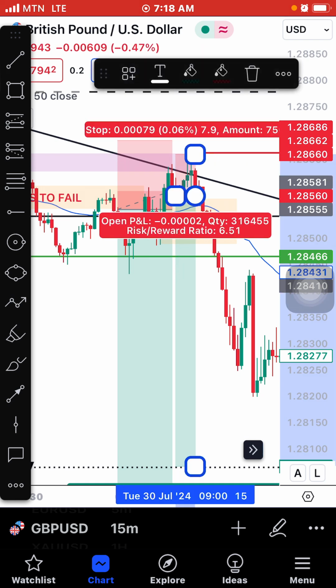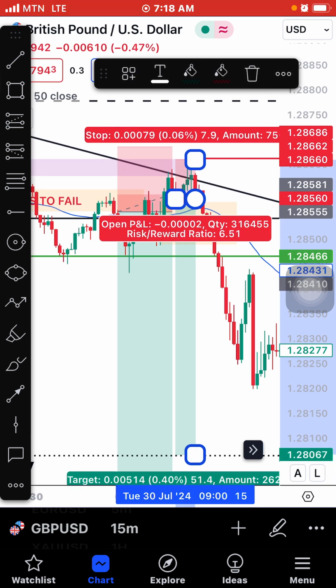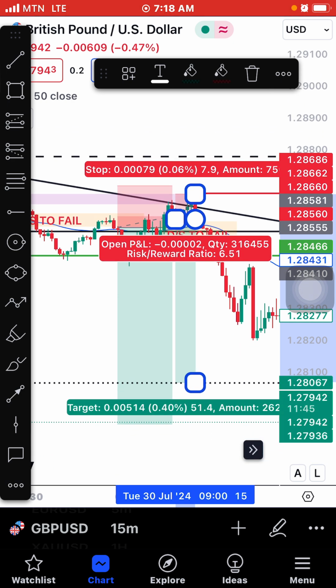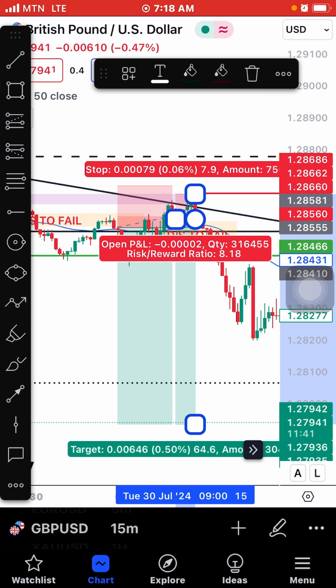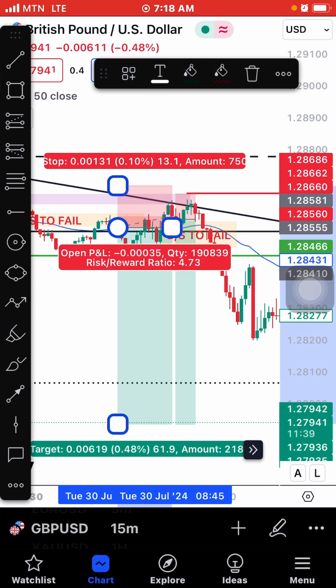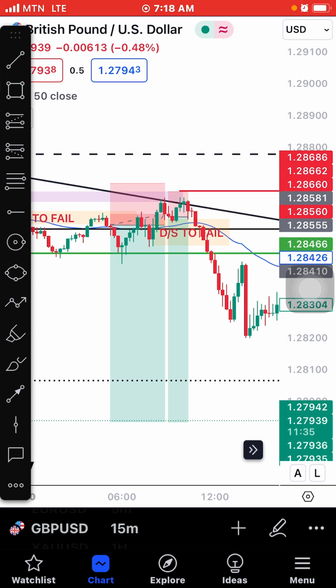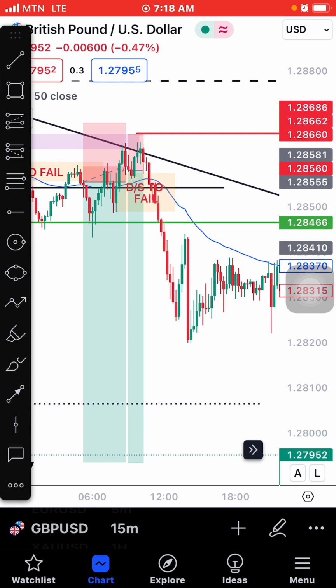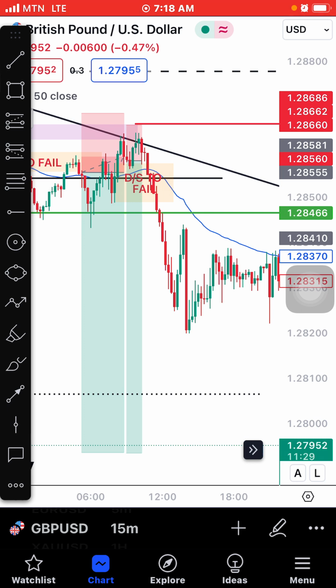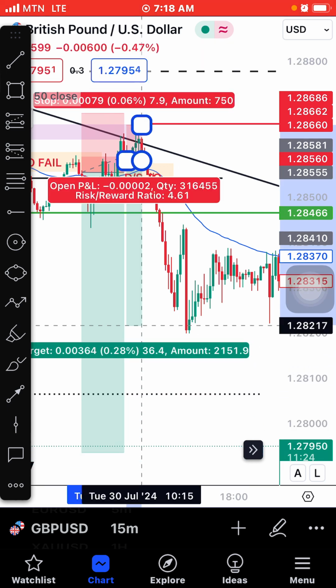So when you look at this trade, it was a 1:6, and even when I extend it to the previous target, it is 1:8 risk to reward, and the previous one was 1:4.7. Okay, so both trades went in the right direction. Stop loss was not a problem. It came into the trade with the second trade.